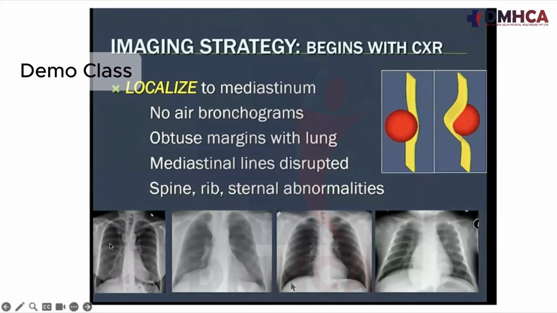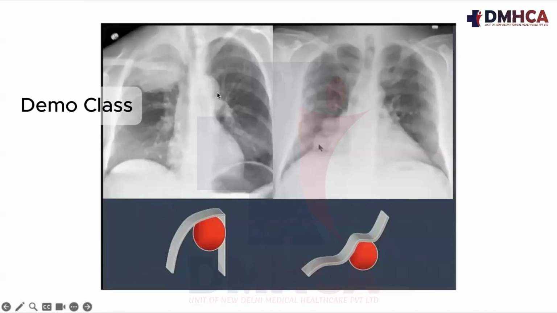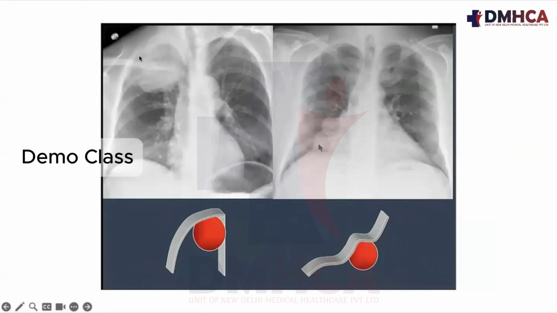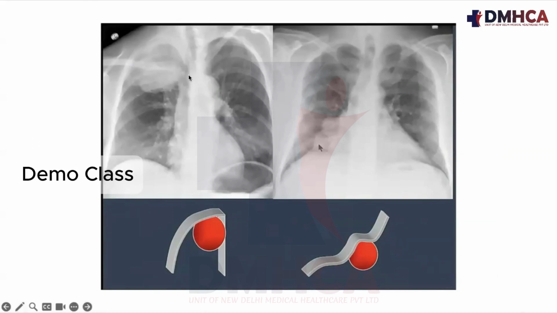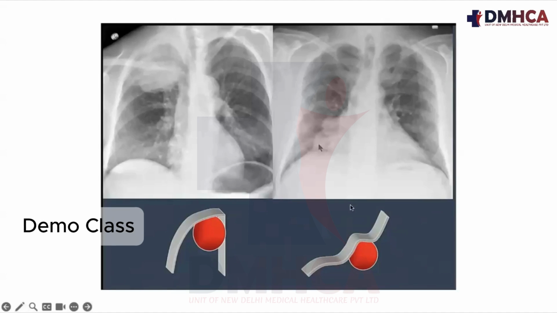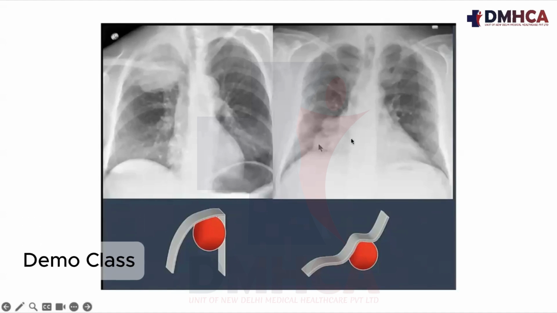These are all examples of mediastinal masses. This is an example of a Pancoast tumor. As you can see, it is forming an acute angle with the lung. It is a mass lesion arising from the lung. Whereas this is an example of a thymoma. I have illustrated it. It is forming an obtuse angle with the lung.